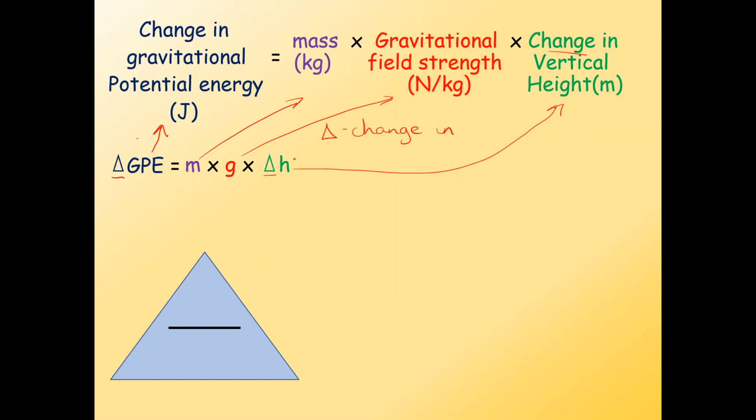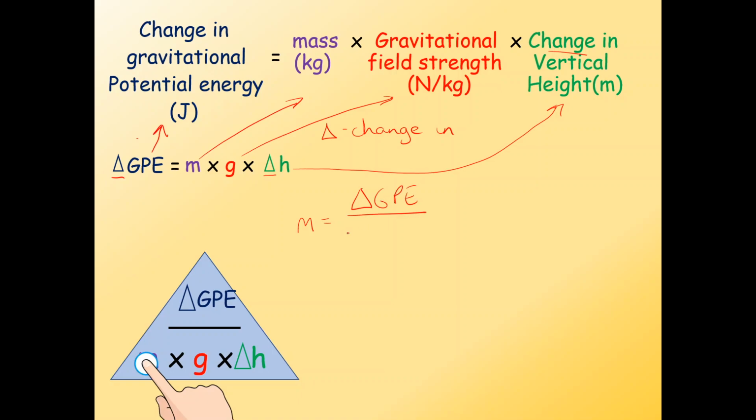Okay, so we can take this formula and put it into a formula triangle to help us rearrange and work out the different parts of it. Again, it's change in GPE divided by mass times gravitational field strength times the change in height. If we want to work out mass, we'll cover that up. Mass is equal to the change in gravitational potential energy divided by gravitational field strength times the change in height.